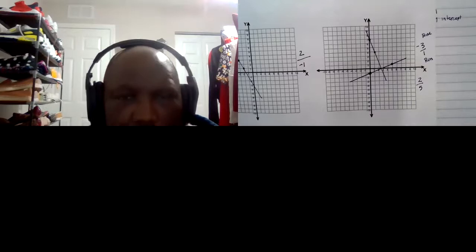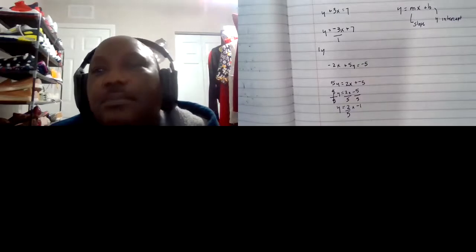Perfect. You've done it. You've graphed a line. You have turned an equation into slope-intercept form. You've turned a second equation into slope-intercept form, and you graph the line. All done with that. We like it. Let's do a couple more different.